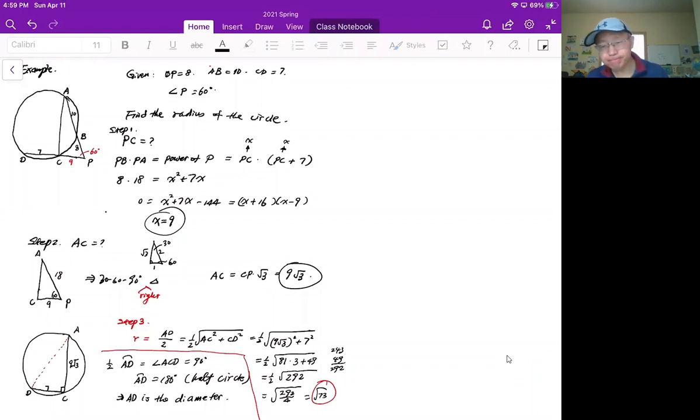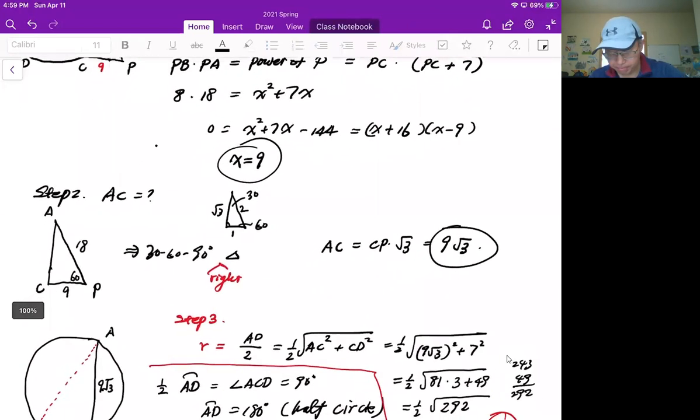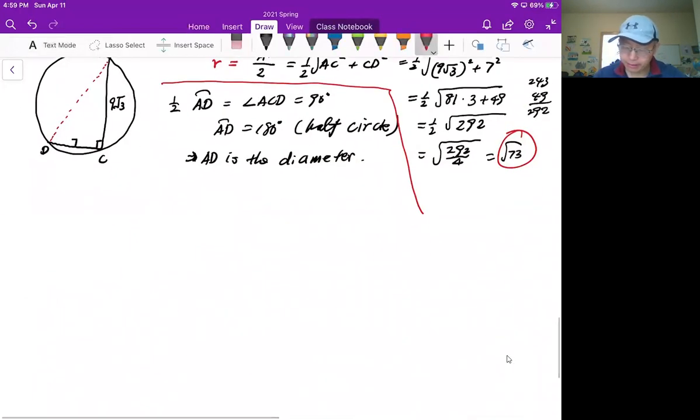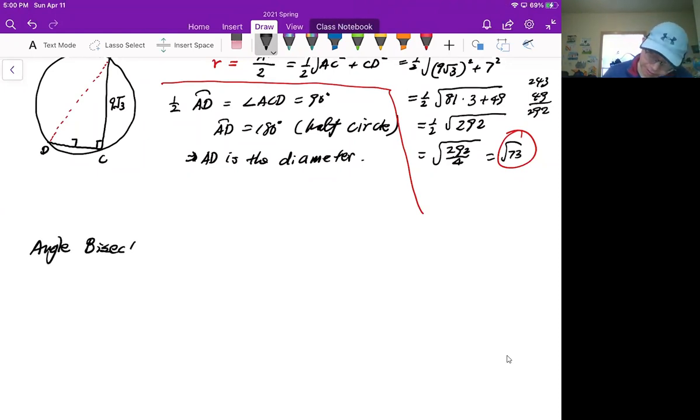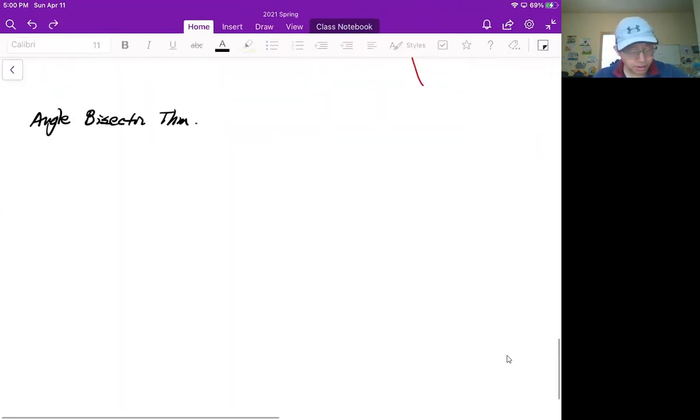Everything's good, very good. Let's see. I'm gonna give you the next theorem. It's called the angle bisector theorem. So, what is the theorem? Okay, so the theorem is the following.